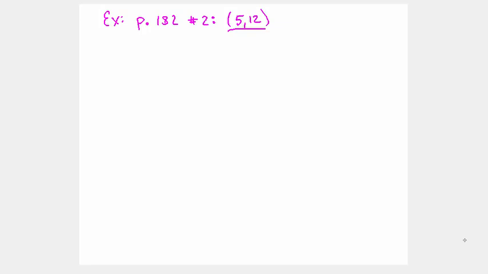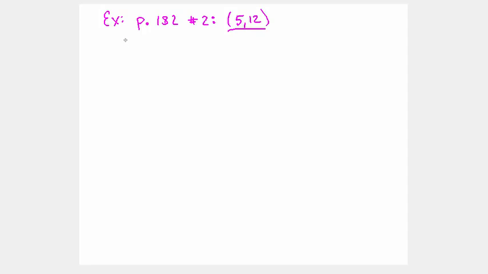This video includes examples of working with non-unit circles. The first example is from the textbook on page 182, problem number 2. It gives us the point (5, 12) for the xy coordinate plane and asks us to find the trig functions of an angle, central angle, using that point on its terminal side.